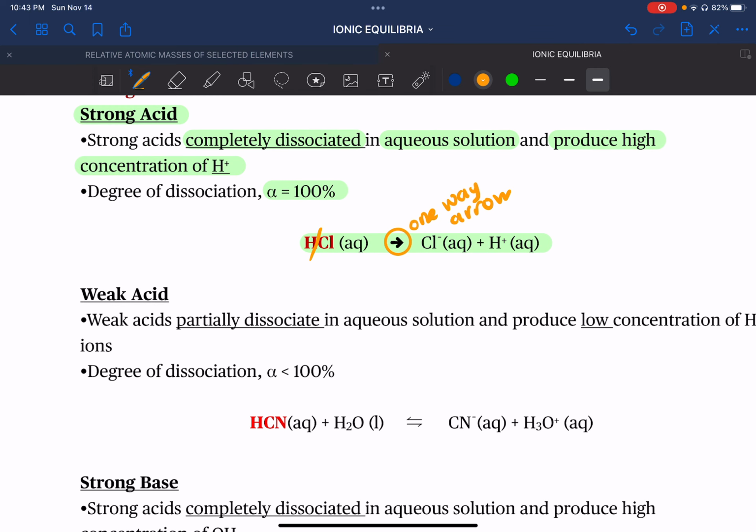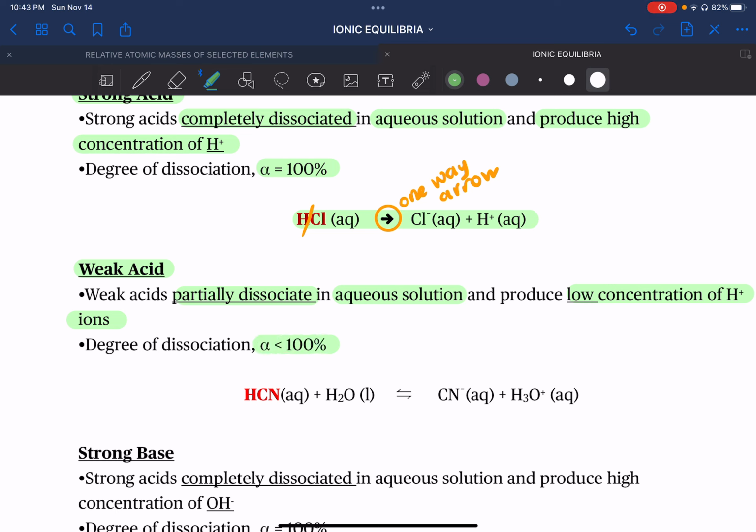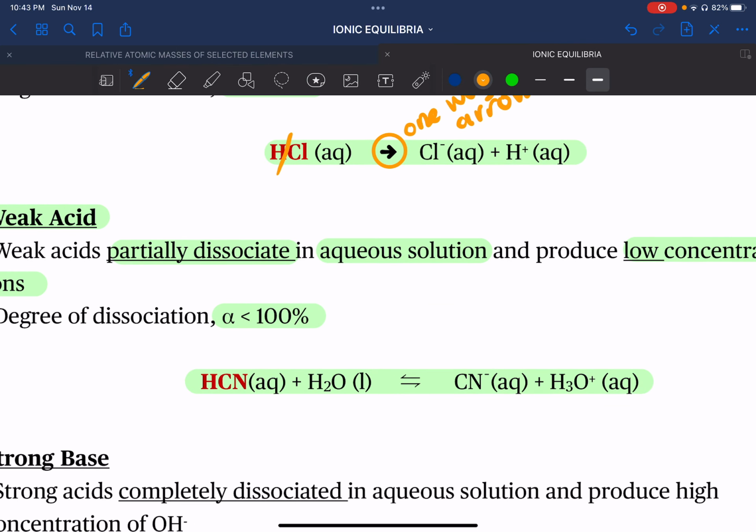Okay, so now. So apa beza strong acid dengan weak acid? Kalau strong acid tadi, dia completely dissociate. Kalau weak acid, dia partially dissociate in aqueous solution and produce low concentration of H+. Okay, untuk weak acid, dia punya alpha, degree of dissociation dia less than 100%. So, kita tengok cara penulisan untuk weak acid. Okay, so sebenarnya tips dia, bila you nampak je dalam soalan, dia bagi reversible equation. Biasanya reversible ni adalah untuk weak acid ataupun weak base lah.